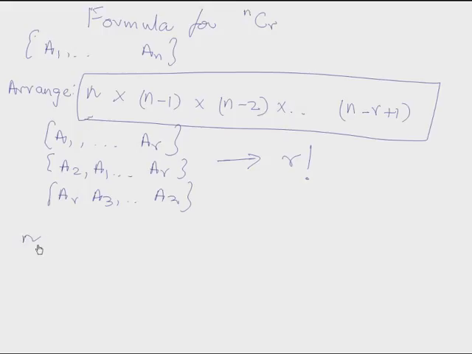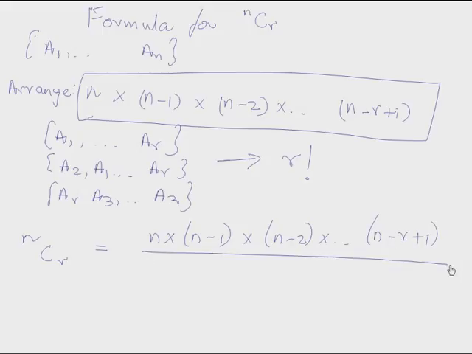The number of selections of r objects is the number of arrangements of r objects, which is this magnificent number, divided by the number of arrangements of each particular r objects that I select, which can among themselves be arranged in r factorial ways. That's the formula you're familiar with.